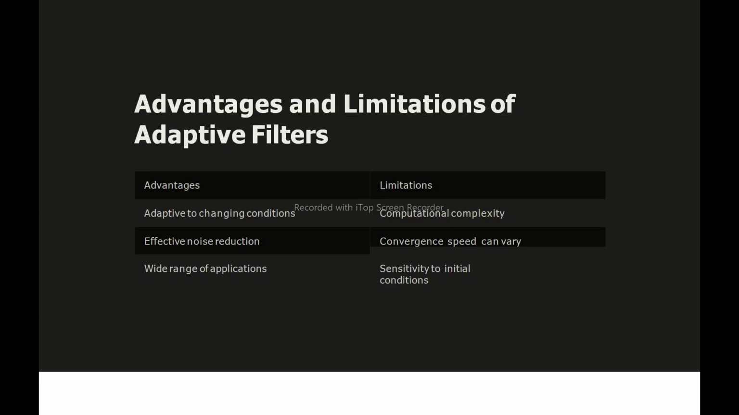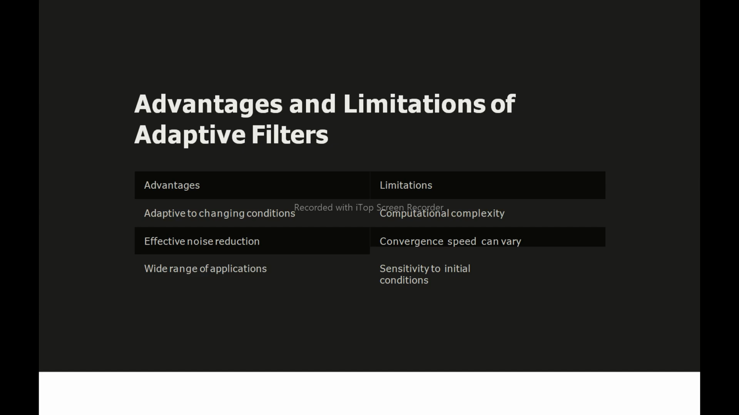Now its advantages and limitations. The advantages are that it can adapt according to any condition; if we give it any condition, it can adapt accordingly. It effectively reduces noise and is used in wide applications because it can be adapted according to any signal. But at the same time, it has some limitations: it is complex to apply, and convergence speed can vary according to the signal.